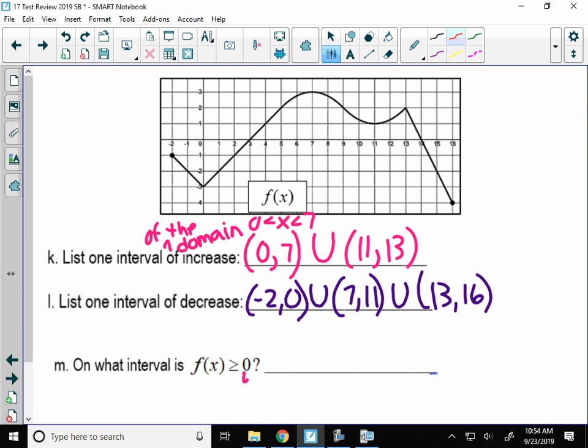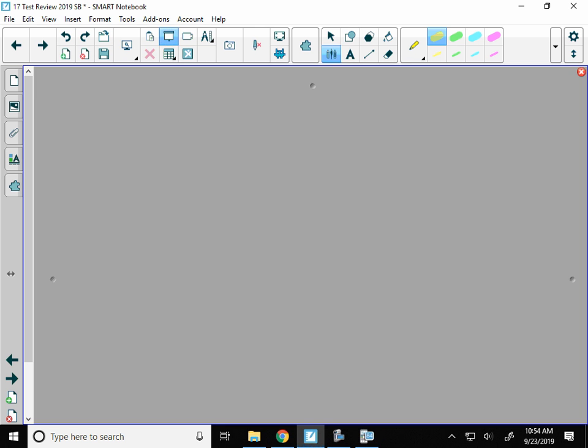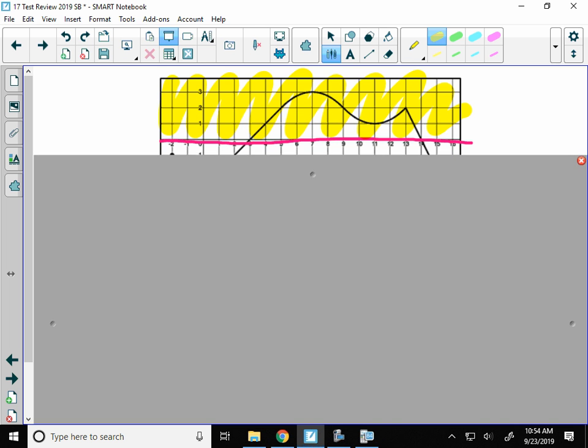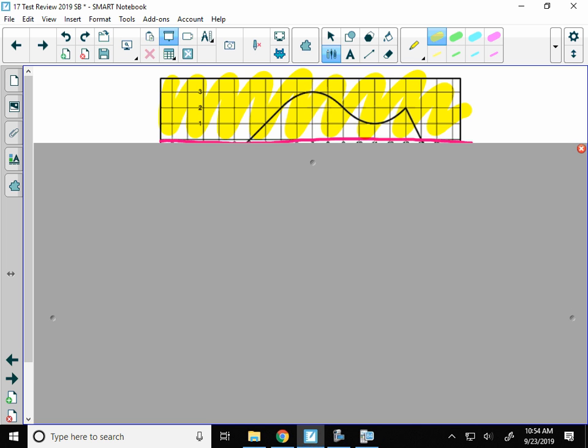That 0 is the y value. Of the y value of 0, where are you greater than or equal to 0? Well, if I'm at 0 here, greater than would be everything up above. So that whole part in yellow is actually greater than 0. I could block off this underneath part here. That one didn't work. But I only need this part that's right up above. Okay? I don't need anything underneath. That's all less than 0.